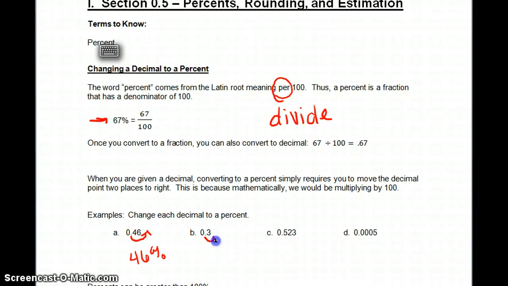Move this decimal point 2 places to the right, and we're going to have 30%. We're going to move this decimal point 2 places, and we're going to have 52.3%. And then when we move this one 2 places, we have 0.05%.